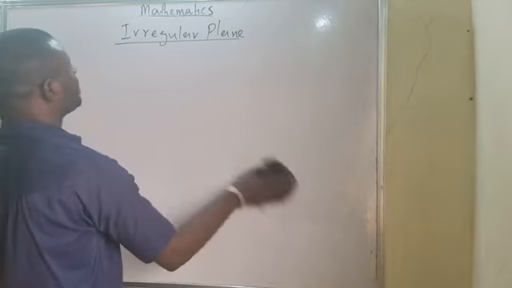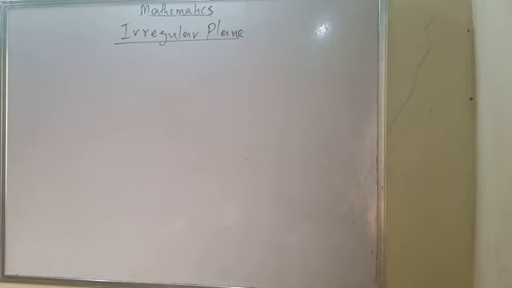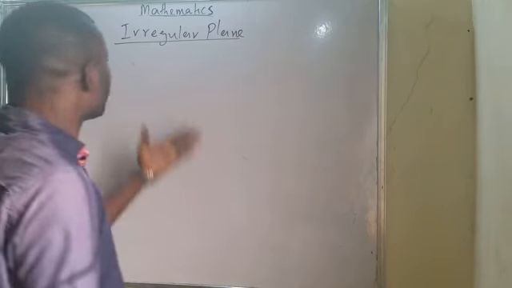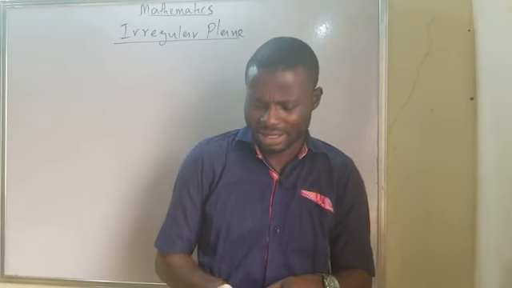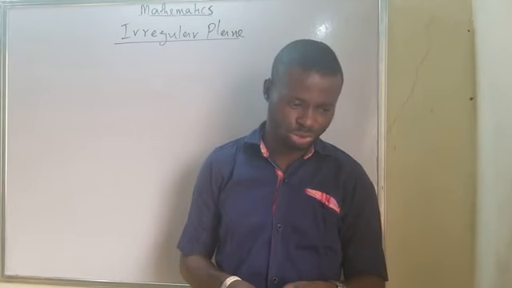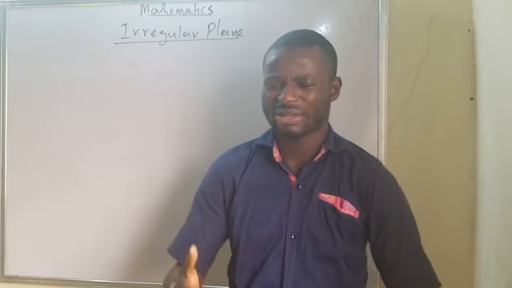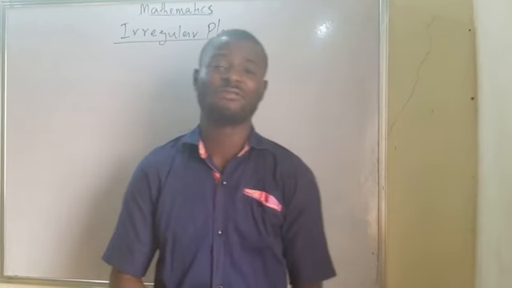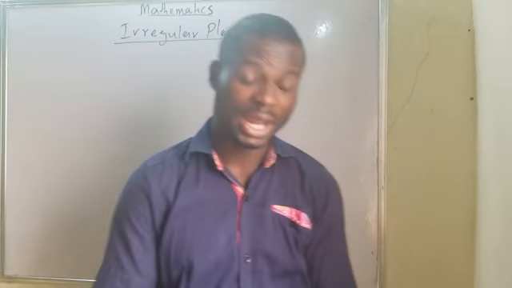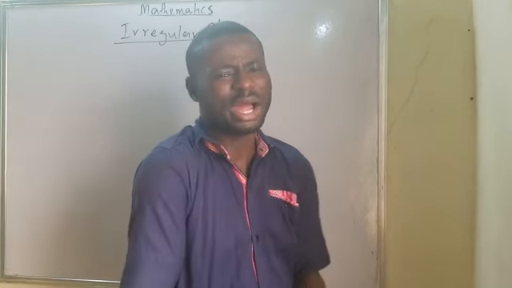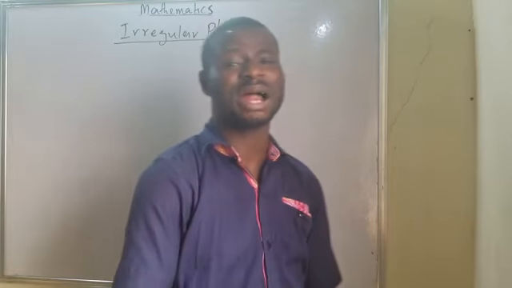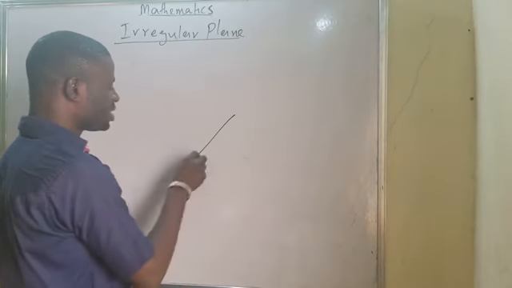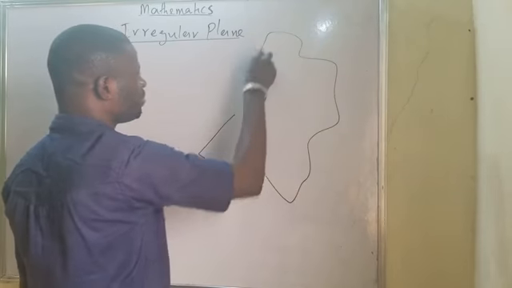I've been on this part of circle, plane mensuration. And this time around, we are now on irregular plane. When we talk about irregular plane, it means that particular shape does not have a real name. It's not fitting for rectangle, triangle, circle, and so on and so forth.